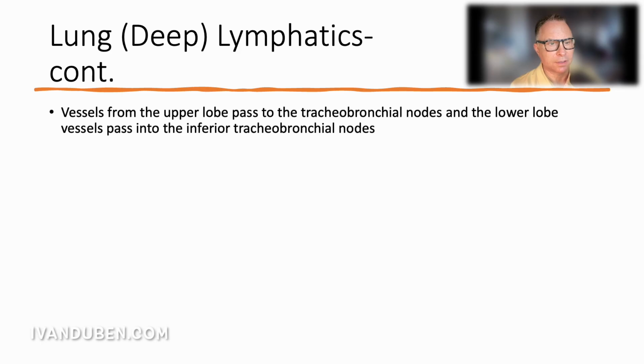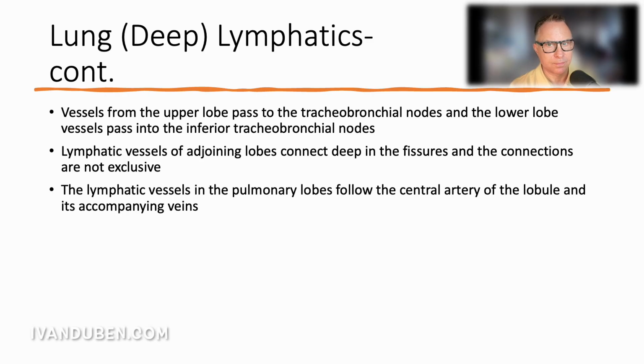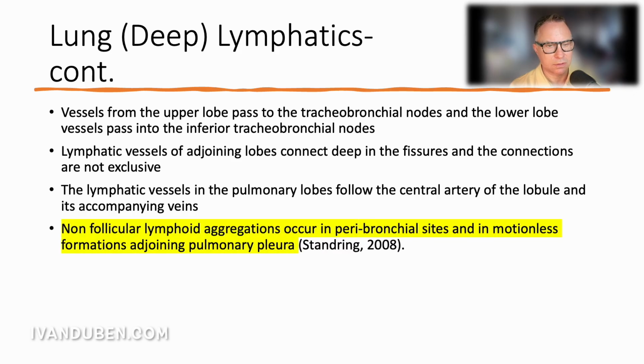Continuing with the deep lymphatics of the lung, vessels from the upper lobe pass to the tracheobronchial nodes, and the lower lobe vessels pass into the inferior tracheobronchial nodes. Lymphatic vessels of adjoining lobes connect deep in the fissures, and the connections are not exclusive. The lymphatic vessels in the pulmonary lobes follow the central artery of the lobule and its accompanying veins. Non-follicular lymphoid aggregations occur in peribronchial sites and in motionless formations adjoining pulmonary pleura.